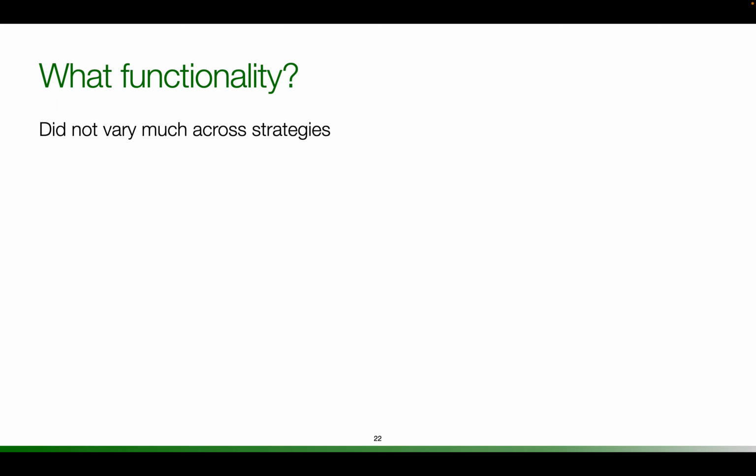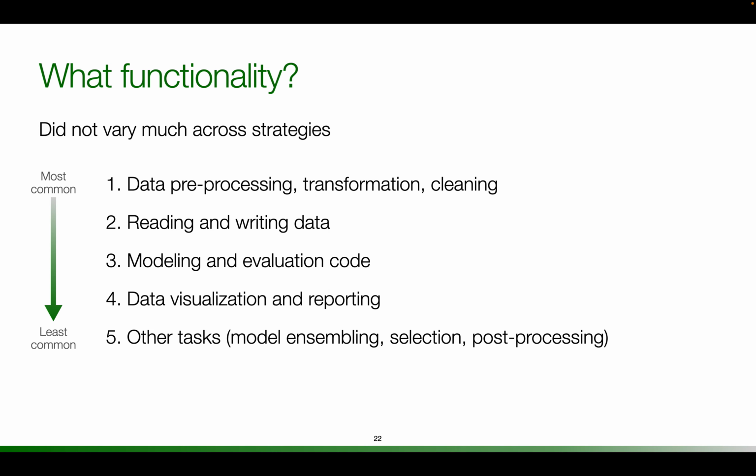Before I go through these, a little bit about what functionality is actually reused. This didn't actually vary much across strategies. Regardless of how people are using their code, they're reusing code for similar types of tasks. From most to least common, the most common type of code that people are using is code for data preprocessing, transformation, and cleaning. This code is often linked to a particular data source. And so whenever I pull data from the source, I want to clean it in the same way so I can use it for whatever task I'm doing.